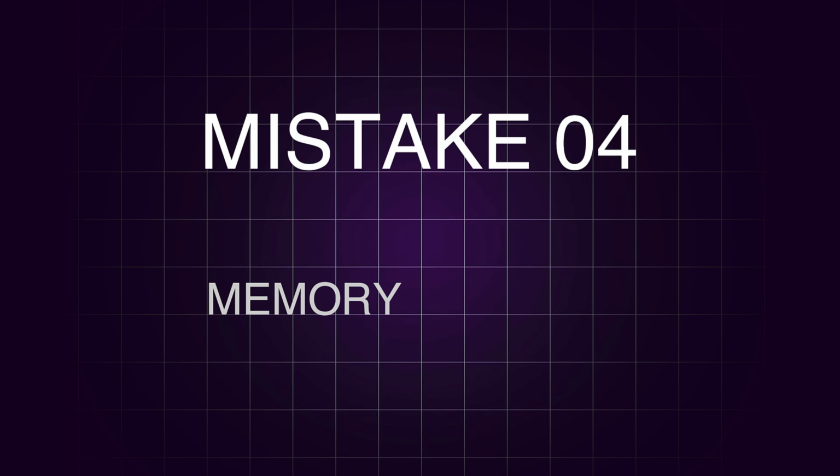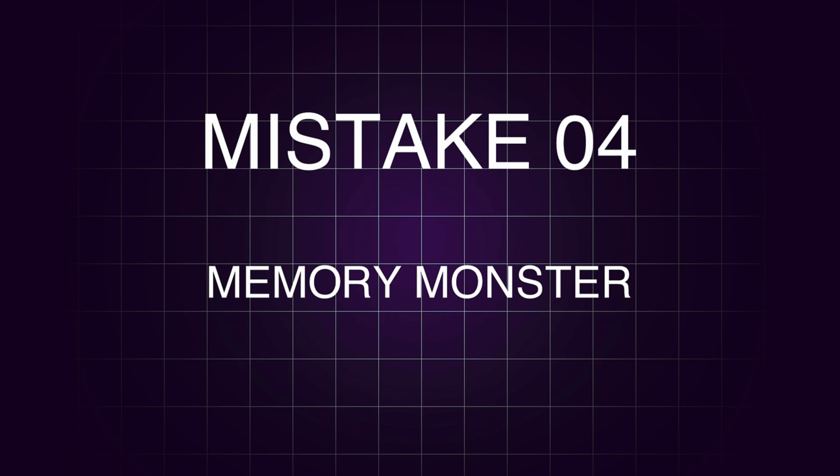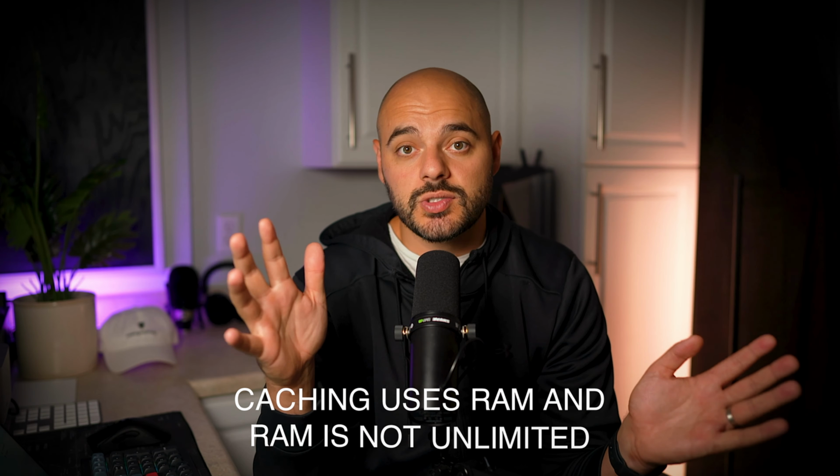And mistake 4, that I see all the time, I don't even know what to call it, the memory monster. Caching uses RAM, and RAM is not unlimited. If you cache so much data in the very beginning, you might run out of memory, or your memory might go to swap to disk. Performance will suffer, everything will slow down, and it'll add wear and tear to your disk. So only cache what you need. Sometimes the best performance optimization is making your code run less often.